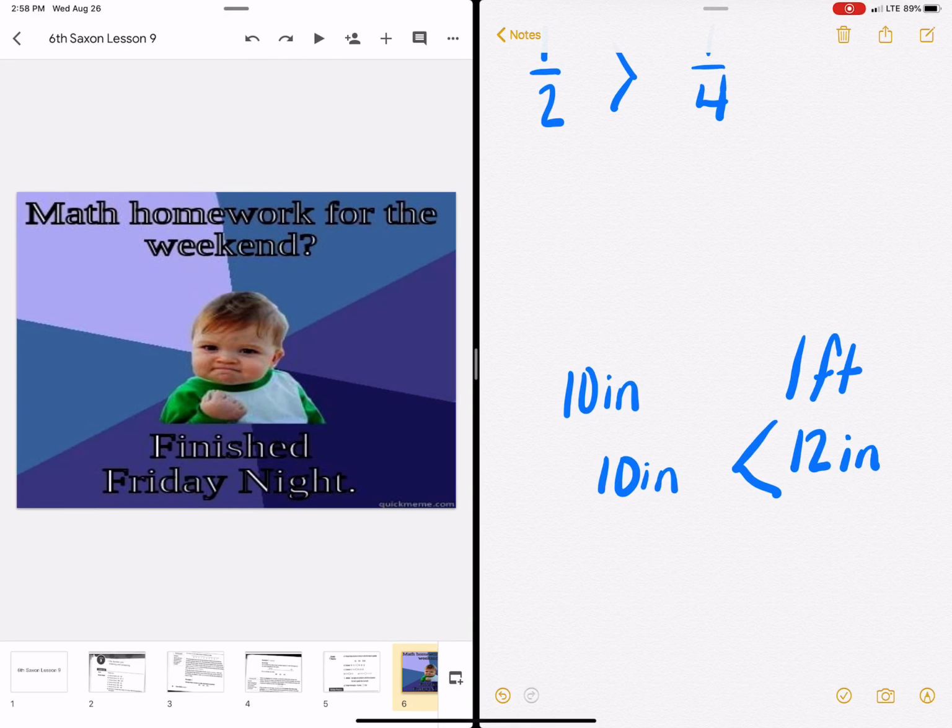Here's your meme of the day. Math homework for the weekend, finished Friday night. That's always such a good feeling.